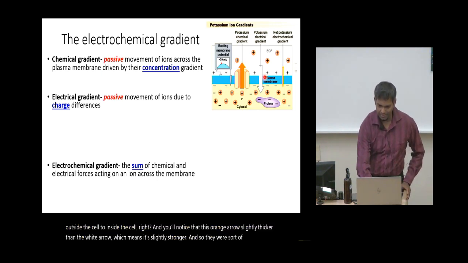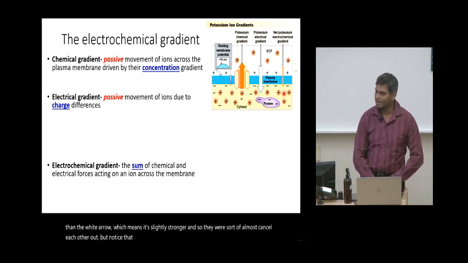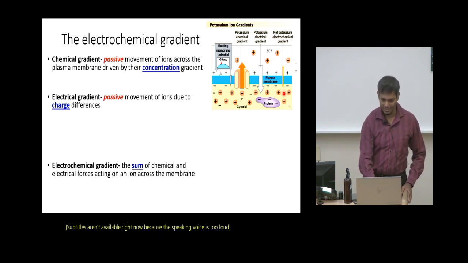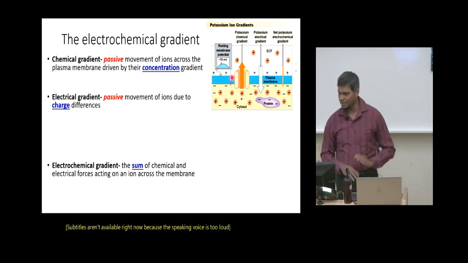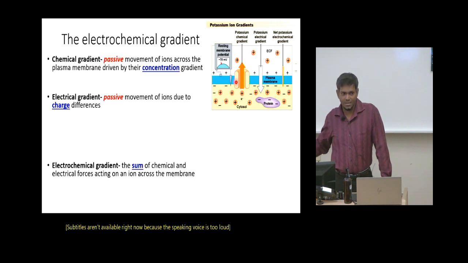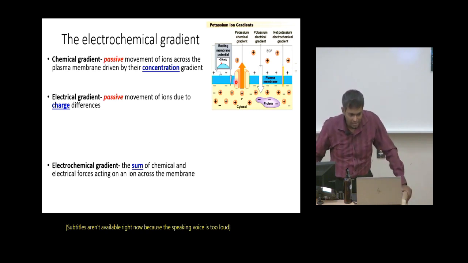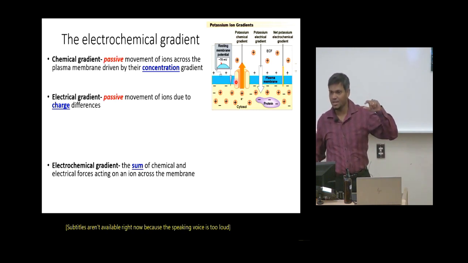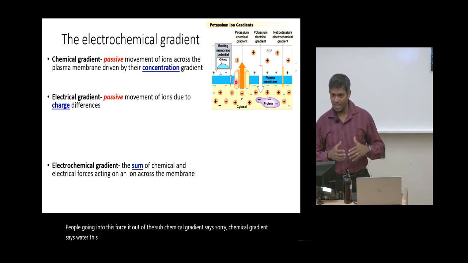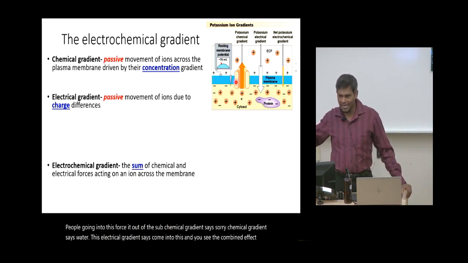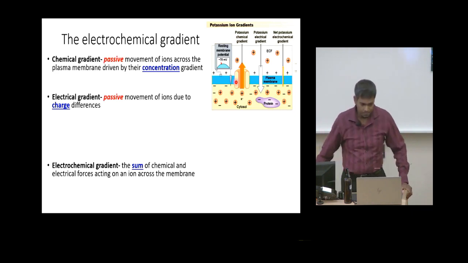But notice that there is a slight force which will push the potassium ions out of the cell because the chemical gradient is apparently stronger. So just by looking at this picture, you can tell me that the chemical gradient says go out of the cell, the electrical gradient says come into the cell, and you see the combined effect. But what you can't explain is the reason why, and the rationale is what I want to explain now.